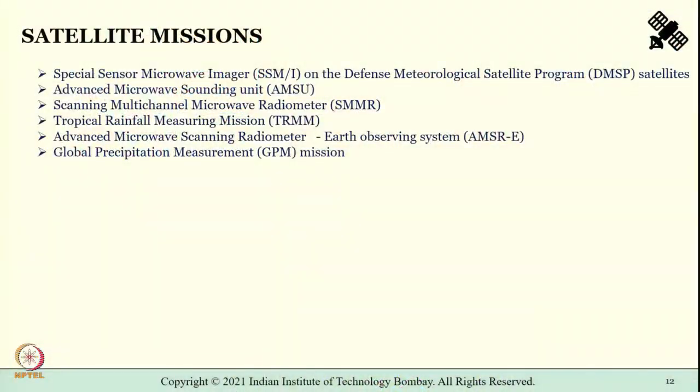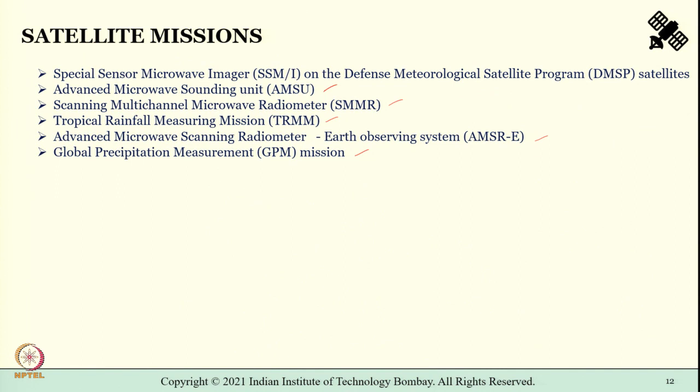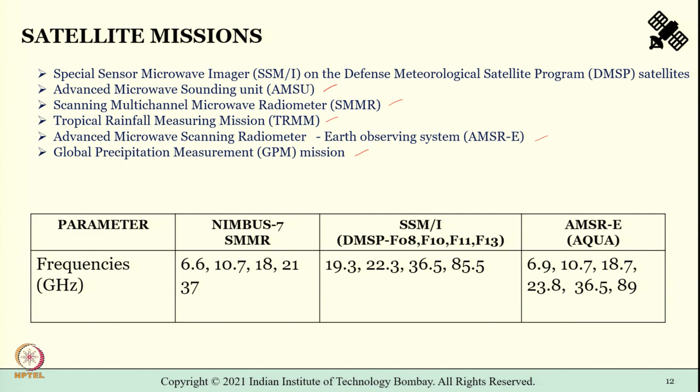But for now, let me try to summarize the different satellite missions that operate using a radiometer. We can have the Special Sensor Microwave Imager on the Defense Meteorological Satellite Program. Then we have the Advanced Microwave Sounding Unit, the Scanning Multi-channel Microwave Radiometer, the Tropical Rainfall Measuring Mission, the Advanced Microwave Scanning Radiometer Earth Observing System, and the Global Precipitation Measurement mission. We can get microwave brightness temperature from the data products of SSMI, AMSU, SMMR, TRMM, GPM and AMSR-E. And each of these uses different frequencies.